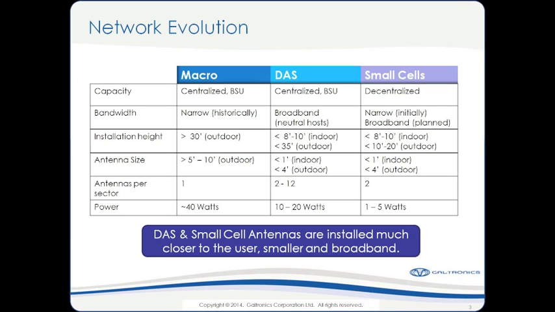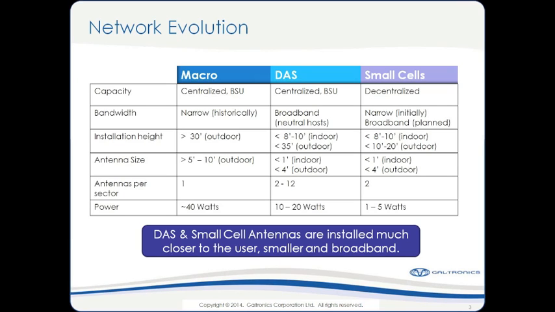When we look at small cells, they have similar requirements on mounting the antennas very close to the user, again 8 to 10 feet for indoor applications and 10 to 20 feet for outdoor applications. Because of the close proximity to the user, the same dimensional requirements still exist for these antennas, namely less than a foot for indoor antennas and less than 4 feet for outdoor antennas.